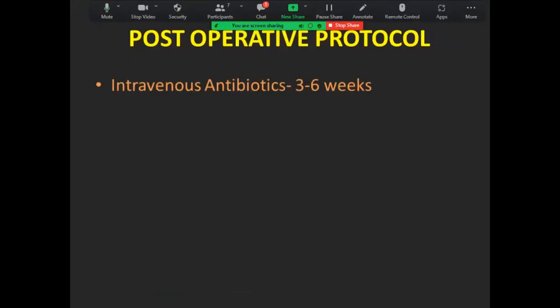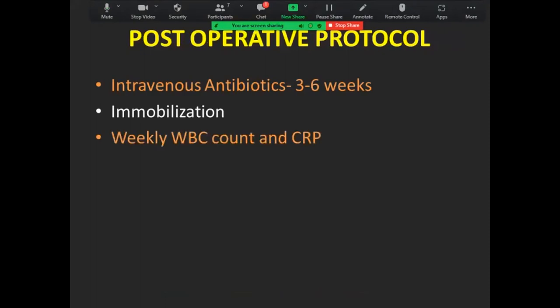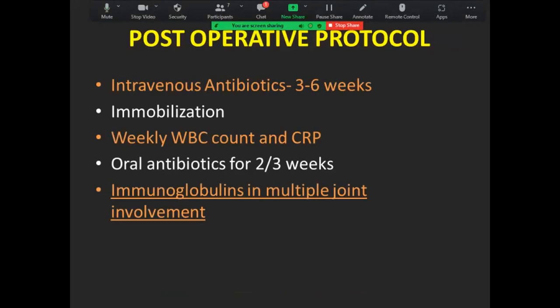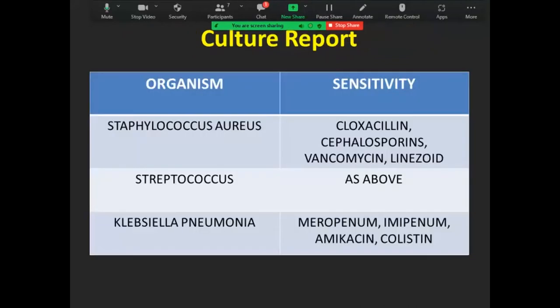The post-operative protocol will be intravenous antibiotics for 3 to 6 weeks, depending upon the severity of the disease. Immobilization, again, like I said, if the hip is dislocated, then you will immobilize; otherwise, you may not immobilize. Weekly WBC and CRP counts to monitor the prognosis of the child. Oral antibiotics for 2 to 3 weeks. Immunoglobulins in multiple joint involvement cases. Radiographs are taken at 2 to 4 weeks.